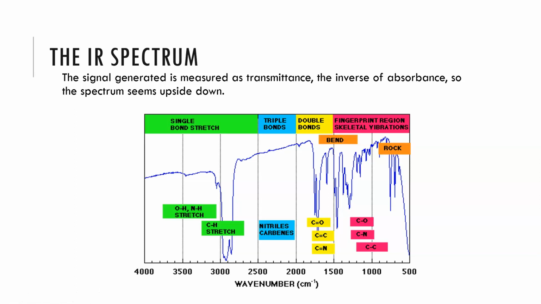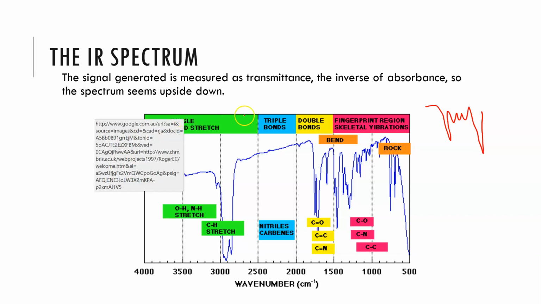This is what a typical spectrum will look like. The signal is generated and measured in transmittance. We always know an IR spectrum by the fact that the peaks seem to fall from the top, sort of like stalactites in a cave. It's the inverse of absorbance because we are seeing transmittance of energy. So the spectrum appears upside down.